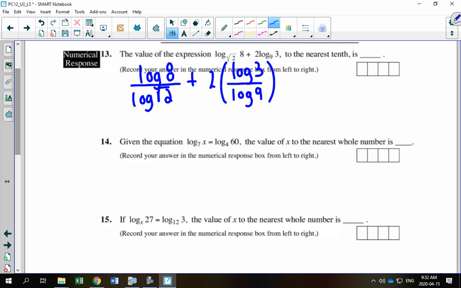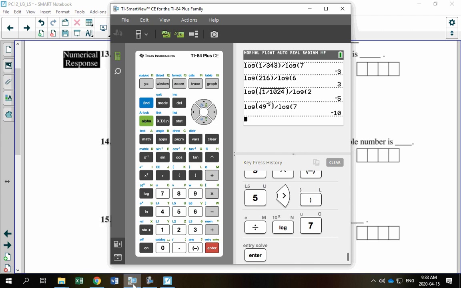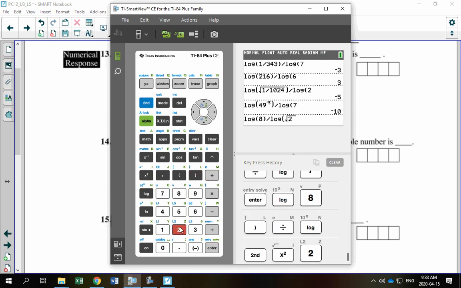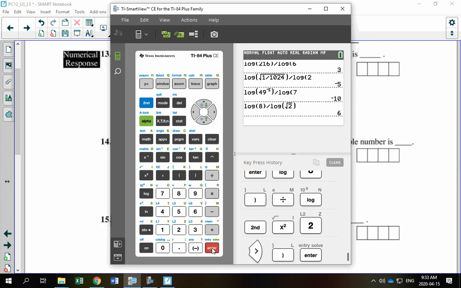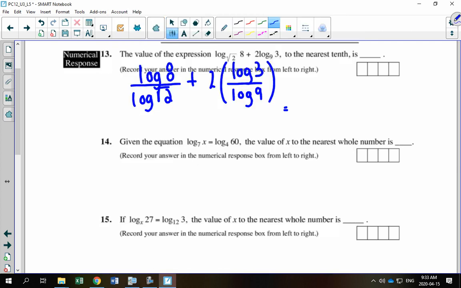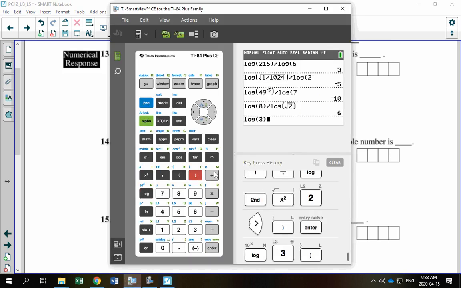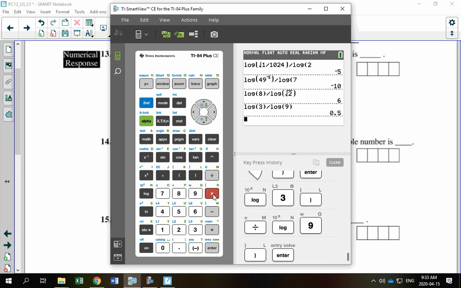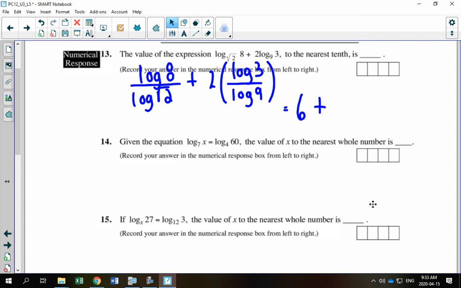Right, so we can just evaluate that in our calculator. So starting with that first expression, which was log 8 divided by log root 2. So 6. So this is 6 plus, and then that second part there, so log 3 divided by log 9. But it's being multiplied by 2. So it's 1. And to the nearest tenth, if we add those, 7.0.